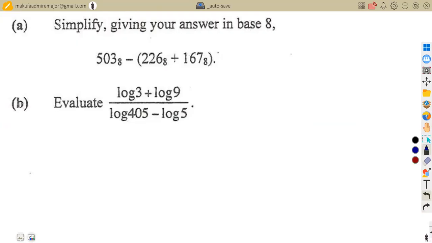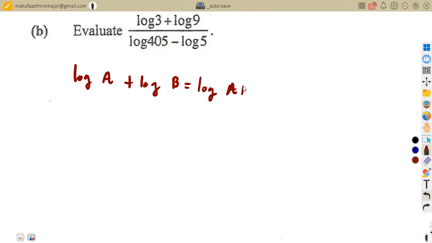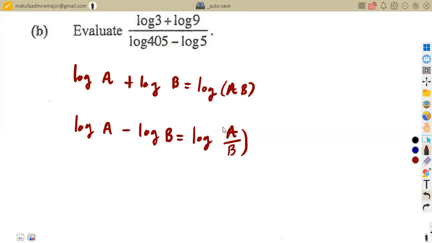Let's check the second part of this question, which is logarithms. Evaluate the logarithm of 3 plus the logarithm of 9 over the logarithm of 405 minus the log of 5. Here we can first apply the laws of our logarithms, like addition, because we are adding our logarithms, the logarithm of A plus the logarithm of B. Where was this one taken from? It was taken from the product of A and B under the same logarithm. We talk about the subtraction of logarithms, the logarithm of A minus the logarithm of B. It was taken from the division of numbers A and B under the logarithm.